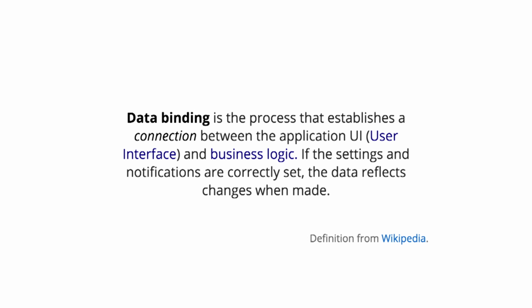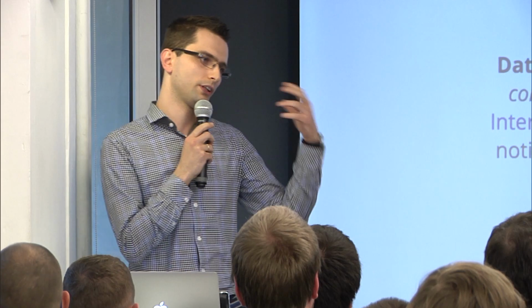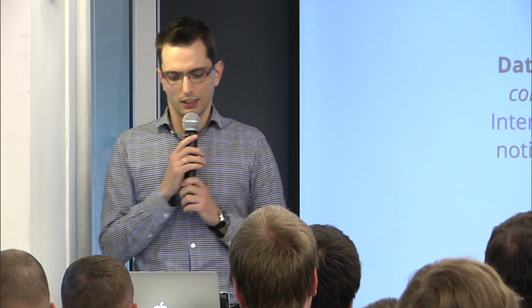So the key element of this definition is the connection. We have two parts: one is the user interface, and the other is the business logic, and the connection between these two parts. Of course, we also have the data that flows between these two parts. The second sentence in this definition says that it can also mean that when the UI is changed, the underlying data will reflect that change. Such a feature is commonly known as two-way data binding. I will talk about this later.